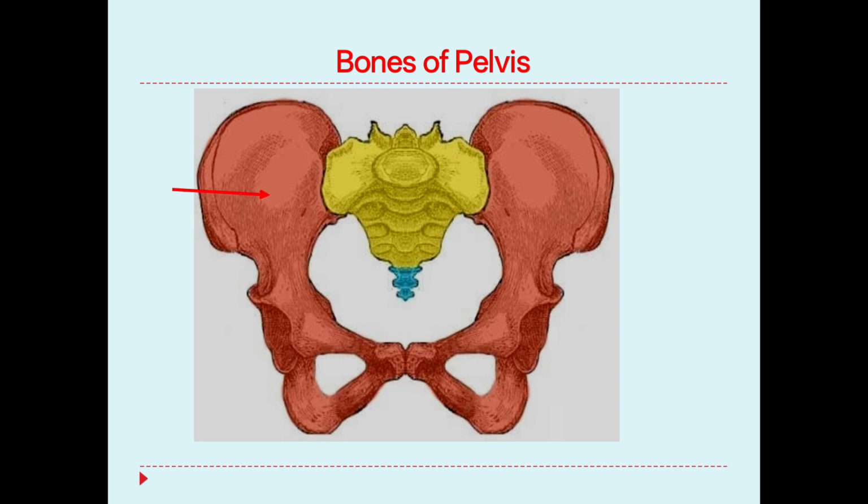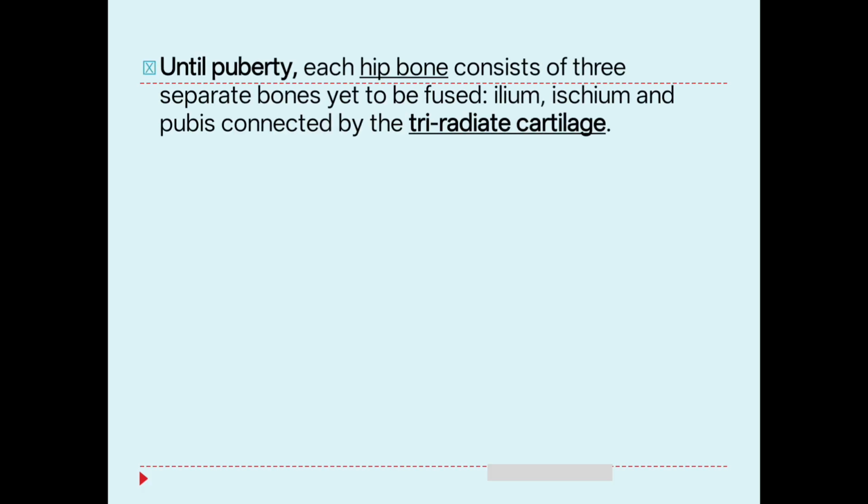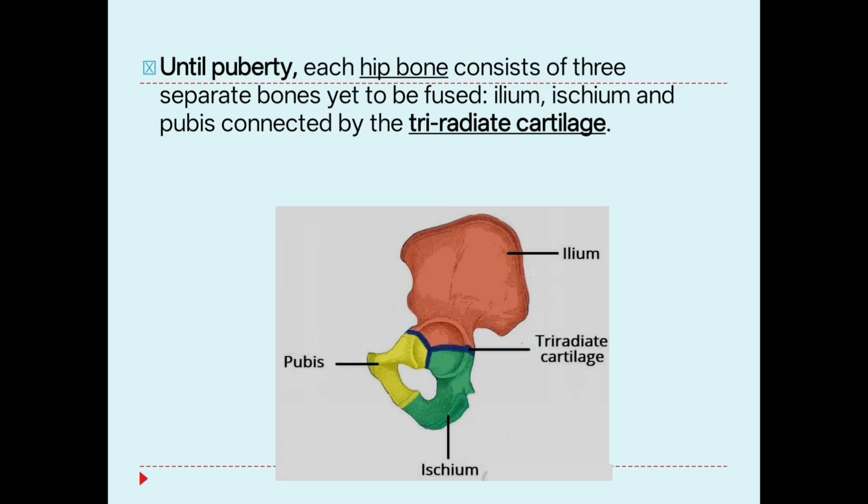Ilium, hip bones, right and left side hip bones, sacrum and coccyx. Until puberty, each hip bone consists of three separate bones. Give a glance to this picture.